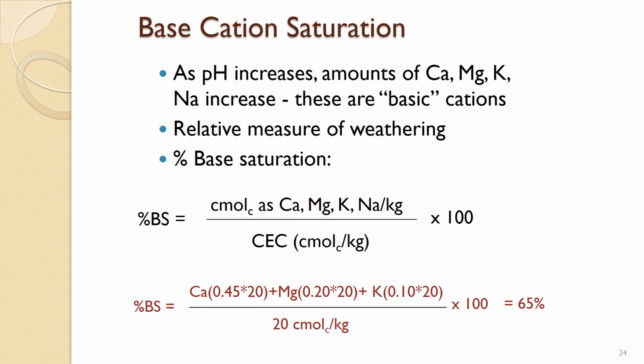All right, base cation saturation. As pH increases, the amounts of calcium, magnesium, potassium and sodium increase. These are our basic cations. They are a relative measure of weathering. So the higher the base saturation in a soil, the less weathered it is, so the less weathering has occurred, okay? The lower the base saturation, the more weathered it is.